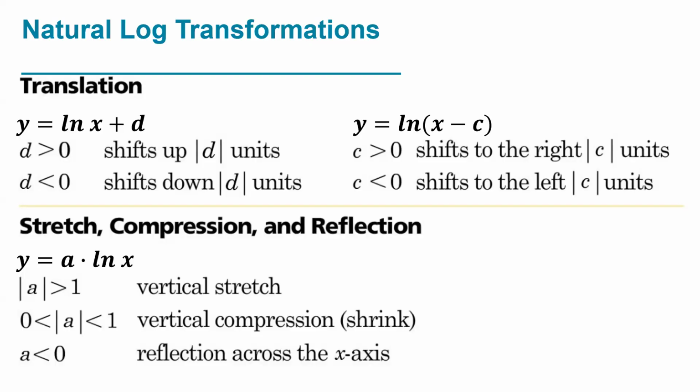All right, let's talk about it. So our natural log transformation function, this is what it looks like. f of x equals a times the natural log of x minus c, plus d. Notice that we still have a, c, and d. ln, a natural log, a ln of x minus c plus d.